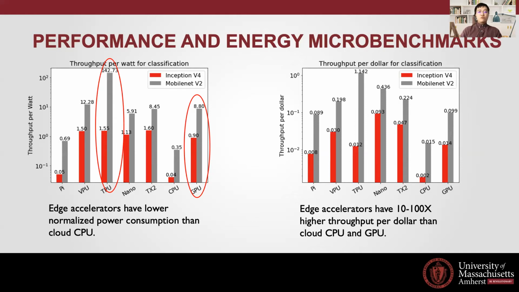The right figure shows throughput per dollar of the devices. Again, the figure is plotted in log scale. The results show that edge accelerators have 10 to 100x higher throughput per dollar than cloud CPU and GPU. That means if you are planning to buy some devices for serving highly distributed deep learning workloads, edge accelerators might be a better choice than traditional cloud CPU and GPU.